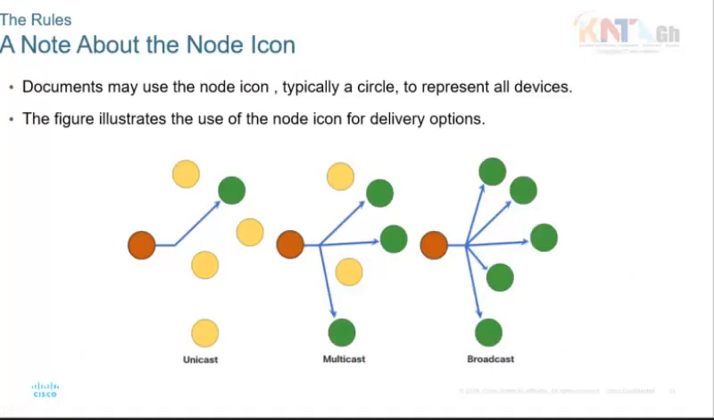Some other literature may use what we call the node icon. And this is a circle that represents all devices. So these figures illustrate the use of node icons for delivery options. So here in unicast, the node icon shows from one to one, multicast from one to a section, and then the broadcast will show that it delivers this to all other members.